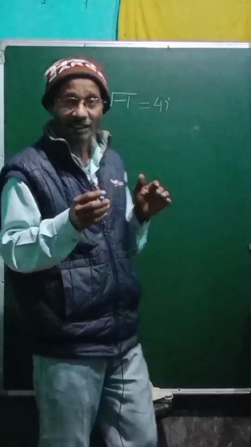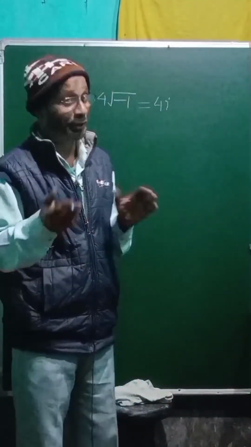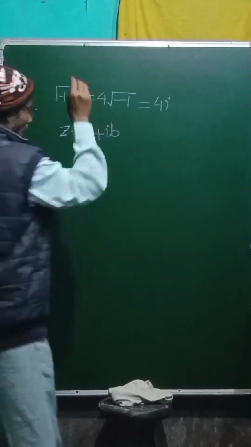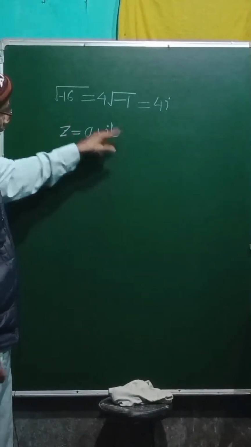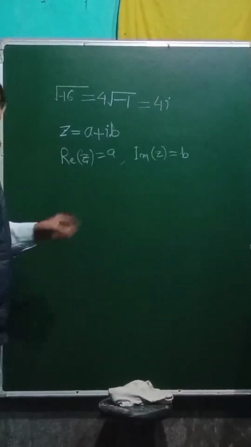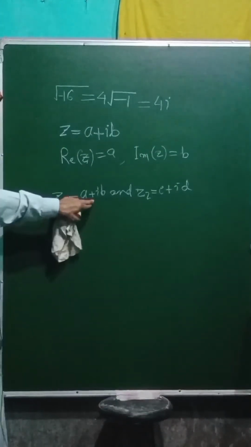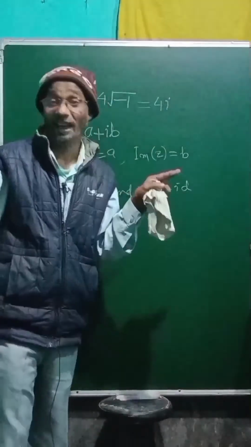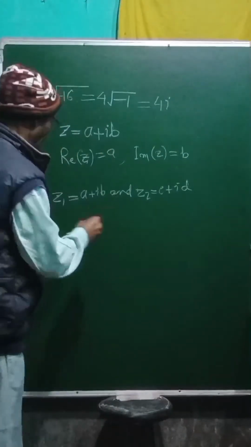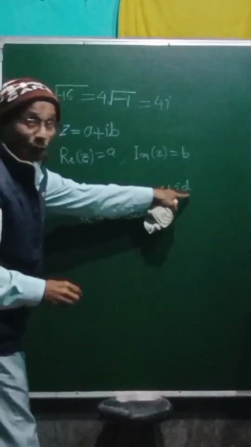A complex number is nothing but an additive mixture of a real number and an imaginary number. So mathematically, to express it in the standard form, z is equal to a plus iota b. a is the real part of this complex number and b is the imaginary part. One more concept: two complex numbers z1 is equal to a plus iota b and z2 is equal to c plus iota d will be equal if and only if their corresponding real and imaginary parts are equal. That means a is equal to c and b is equal to d.